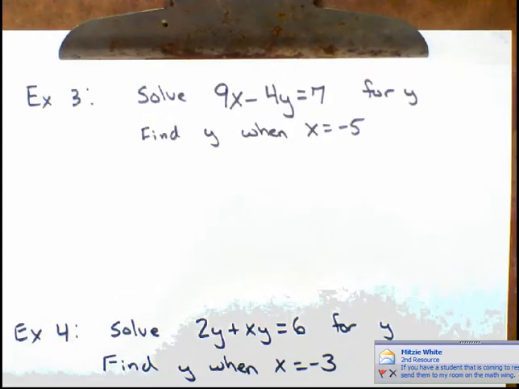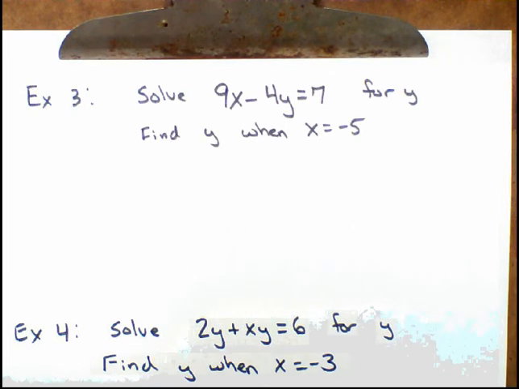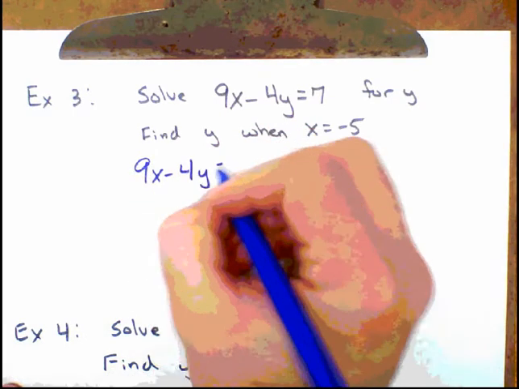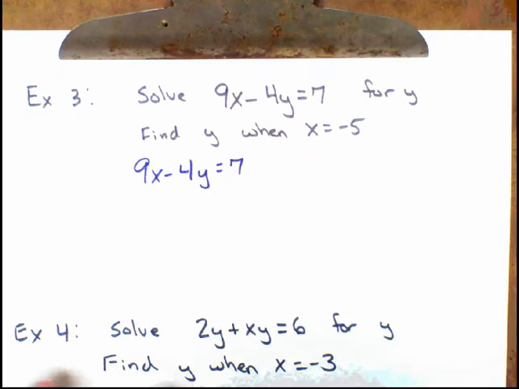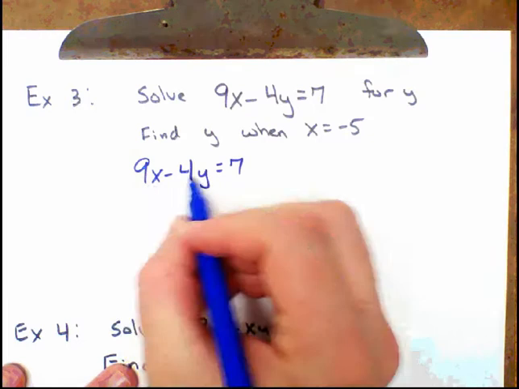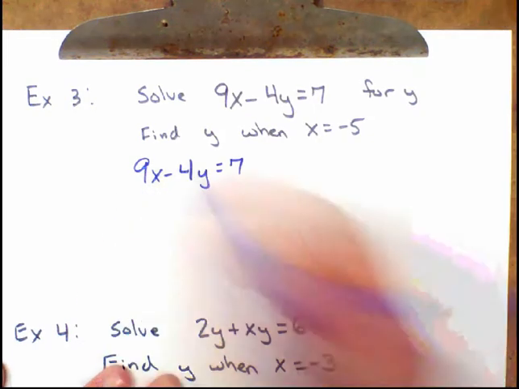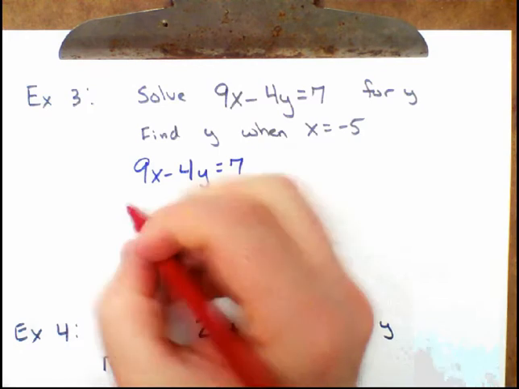It says to solve 9x minus 4y, and then find y when x is negative 5. So we're going to take this equation and we're going to solve it for y. And in this case, it's just like the perimeter problem, pretty much. We want to get rid of the 9x and the minus 4. I'm going to get rid of the 9x first by subtracting it from both sides.